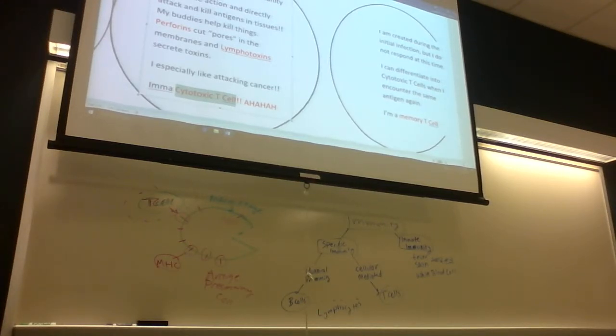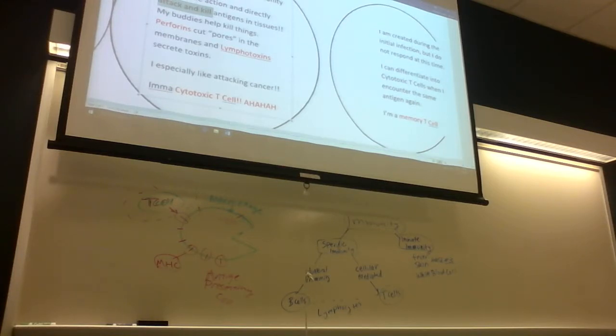But anyway, so cytotoxic T cells, they're very toxic. These are the ones that actually do a lot of the fighting, the stabbing, and all of that in your body. They're, like I said, psychopaths. They directly attack and kill tissues. It has buddies that help kill them, those kinds of things.